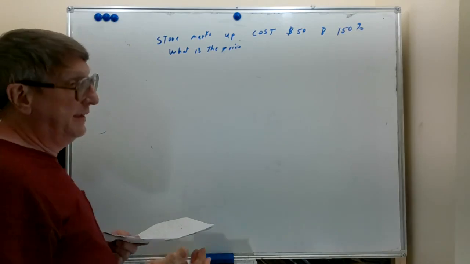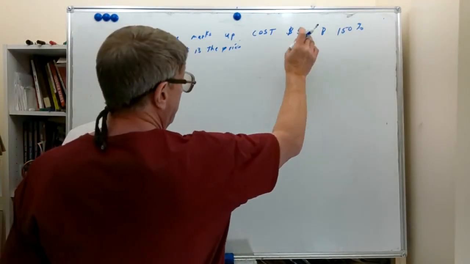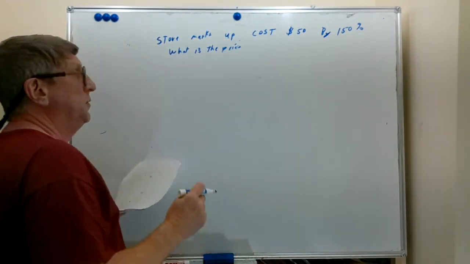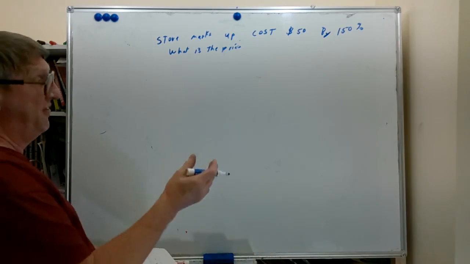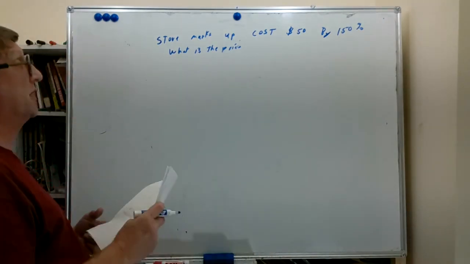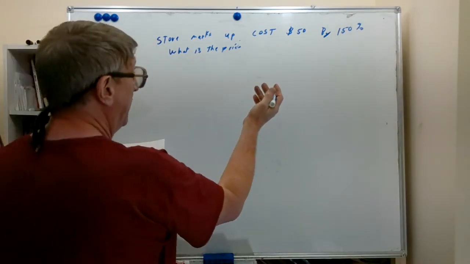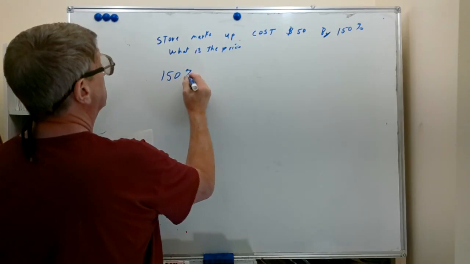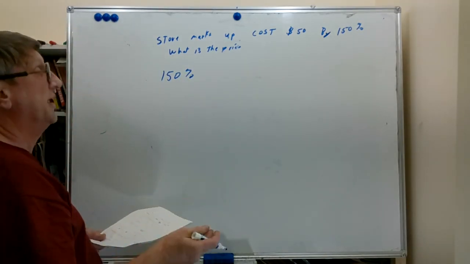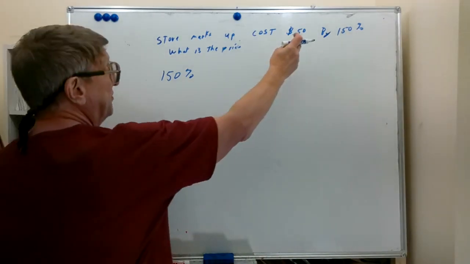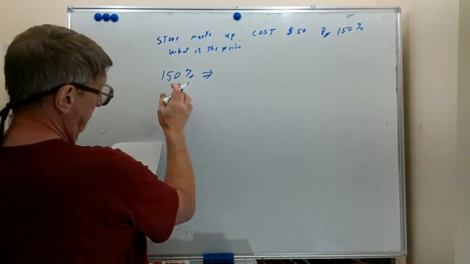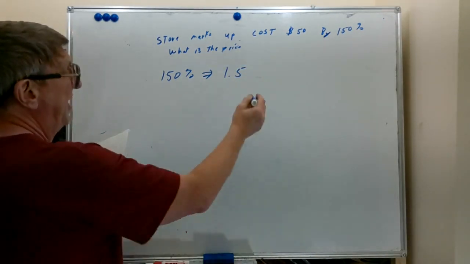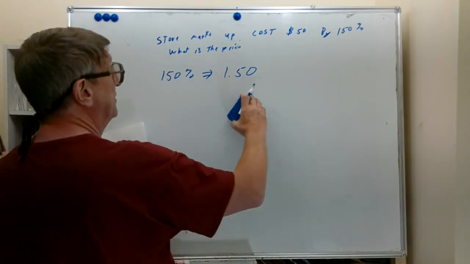Of course, very quickly, if they're marking it up, we know the price is going to be more than their cost. But they're marking it up by 150%. So we want to figure out what 150% of $50 is, so we know how much they're marking up the cost of the item they have for sale. Well, 150%, we want to convert that to decimal because we want to find what 150% of this number is. And two places to the left, that's 1.5. 1.50, but we don't need to keep that zero in there, really.